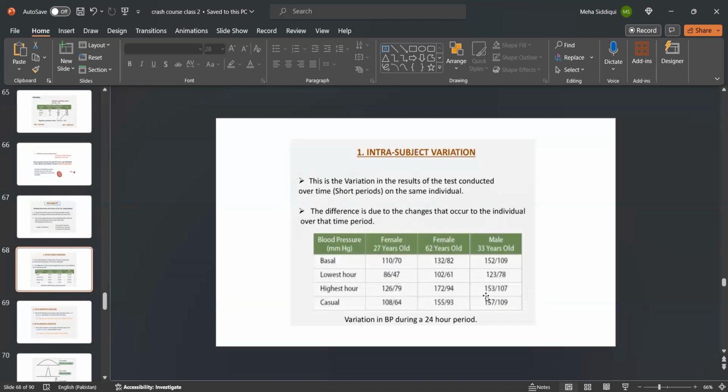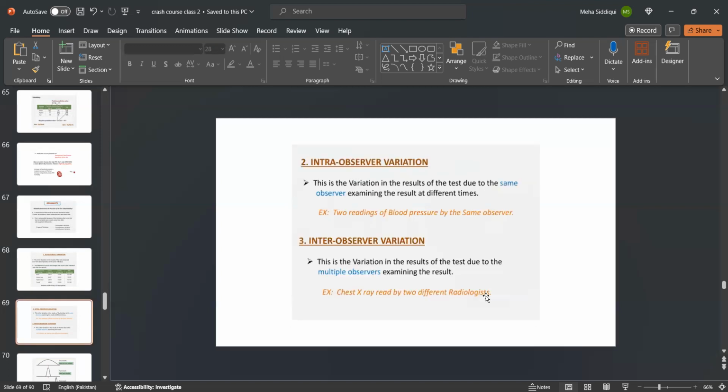Intra-subject variation. This is a variation in the results of the test conducted over time on the same individual. The difference is due to the changes that occur to the individual over that time, that is, the individual who is being tested. For example, if a doctor is measuring the BP of a single patient, and there is variation in the measurements over a 24-hour period, then this is intra-subject variation.